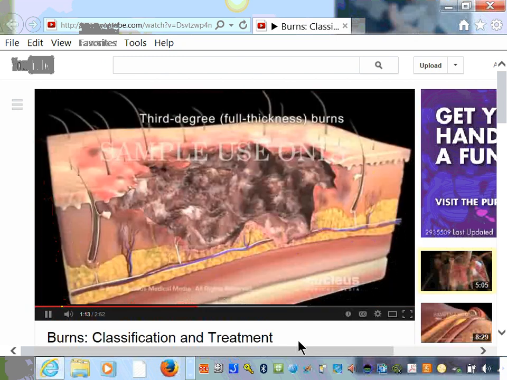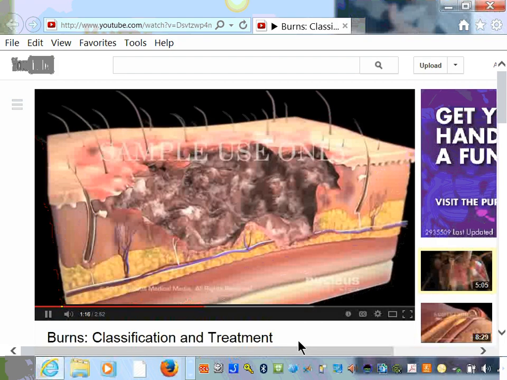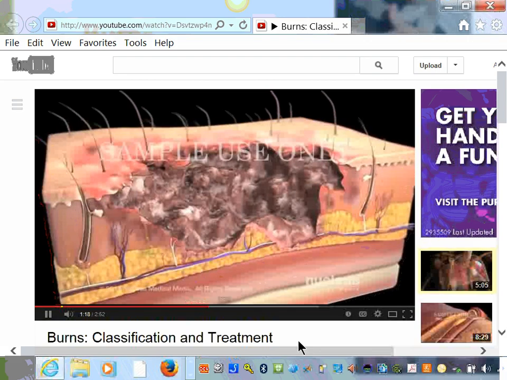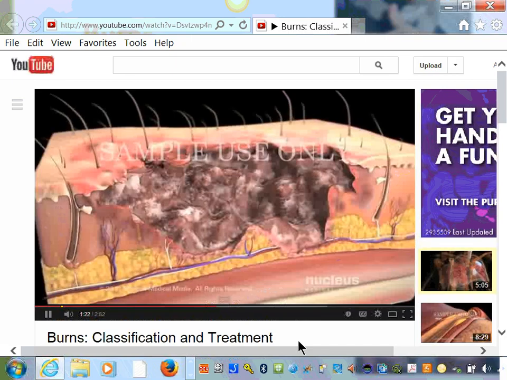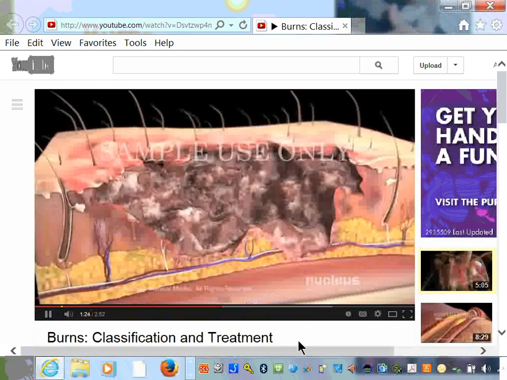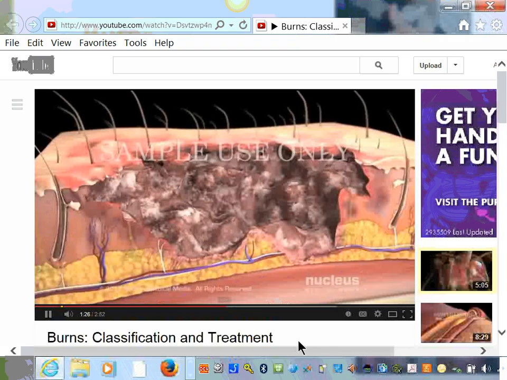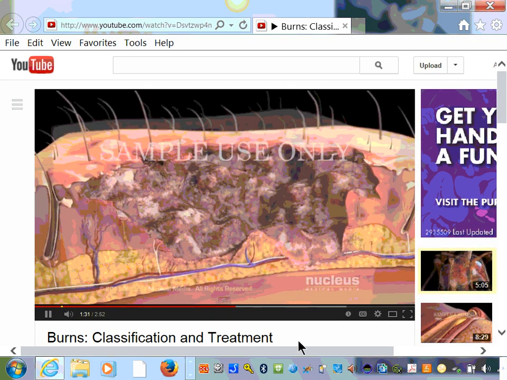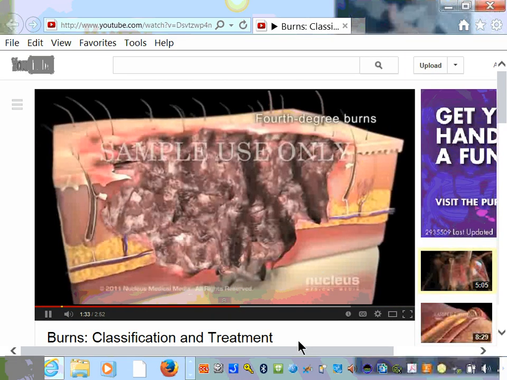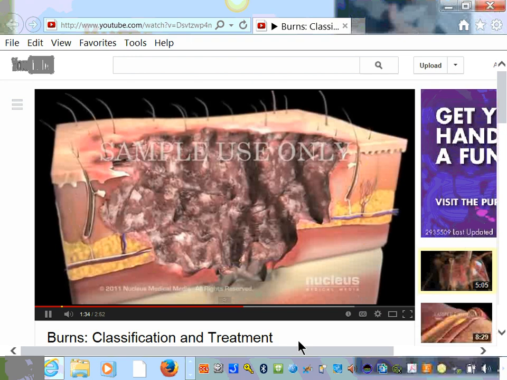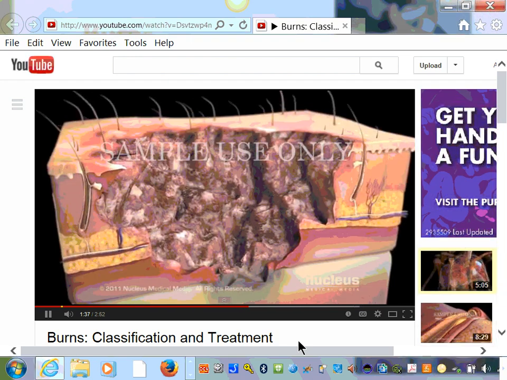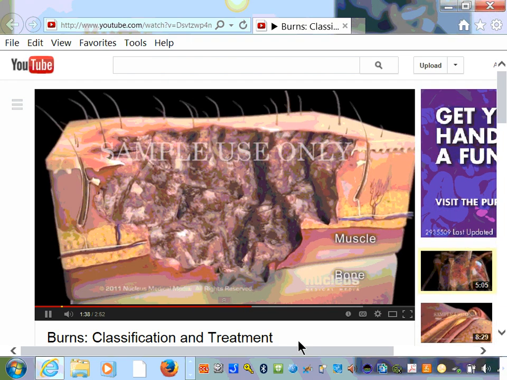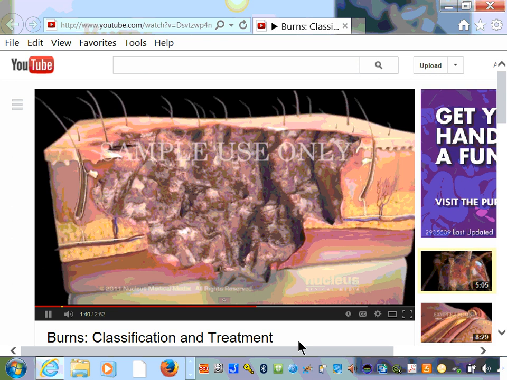Third degree or full thickness burns extend through your dermis and into the hypodermis. The burn site appears patchy in color, ranging from white to brown, with a leathery texture. Because the burn is so deep, it causes little or no pain. Fourth-degree burns involve the destruction of all layers of your skin, sometimes extending into the underlying muscle or bone. These burns are brown, dry, charred, and painless.